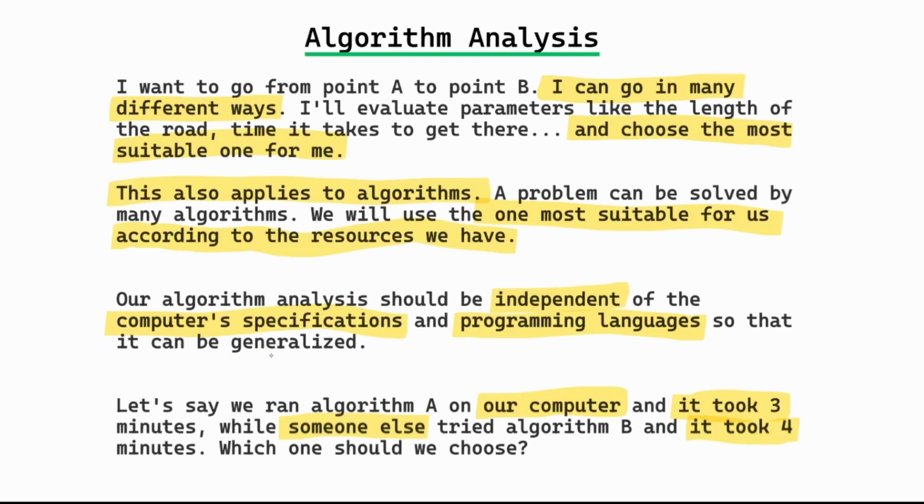So one thing we want to make sure is that our algorithm analysis should be independent of the computer specifications and the programming languages. So let's say that we ran algorithm A on my computer and it took 3 minutes, while someone else tried algorithm B and that took 4 minutes. Which one can we choose? Well, what if I ran algorithm B on my computer and my computer made it in 2 minutes instead of 4, right? Then suddenly algorithm B sounds better than algorithm A.